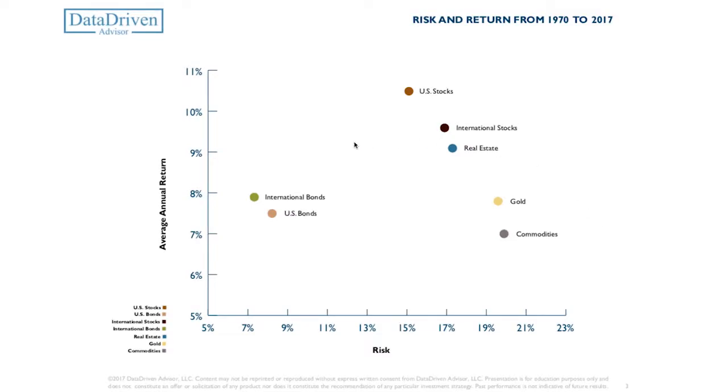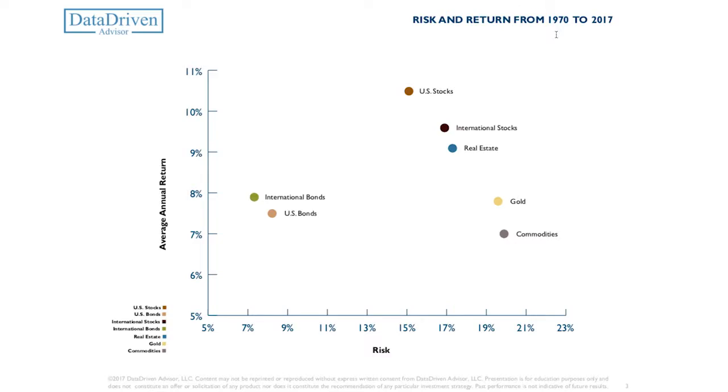Here we see a risk and return chart with average annual return going up and down and risk going across horizontally. Now I'm showing 7 different asset classes broadly covering the entire world, from US stocks and bonds to international stocks and bonds, real estate, gold, and commodities. And we're showing data from 1970 to 2017.